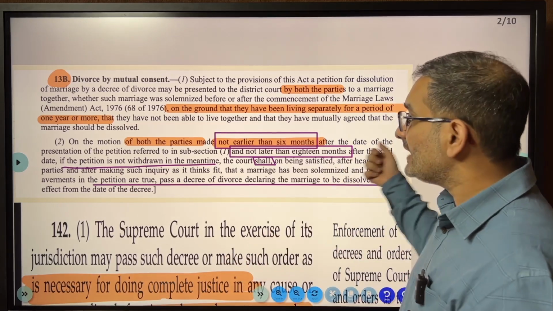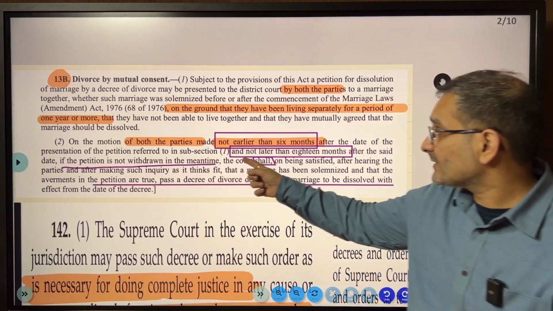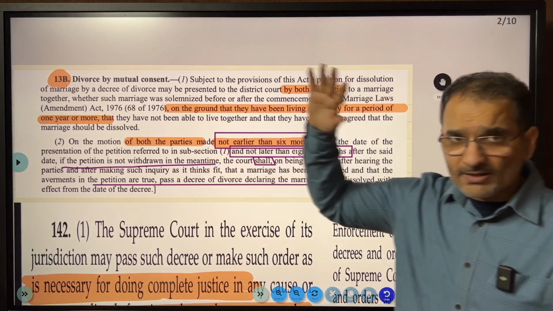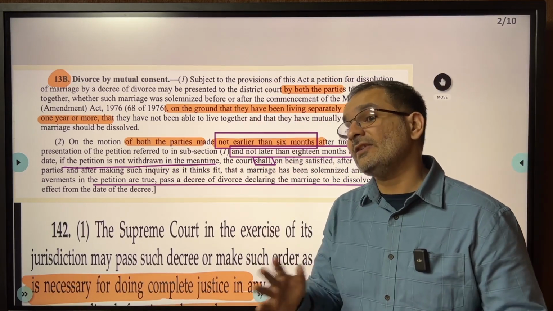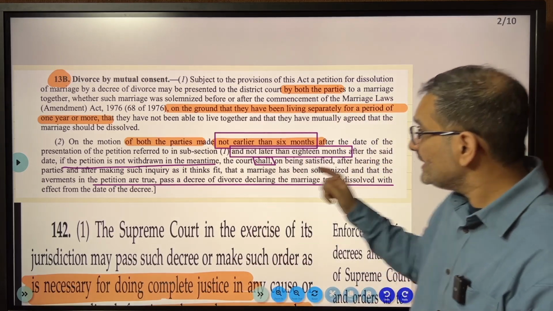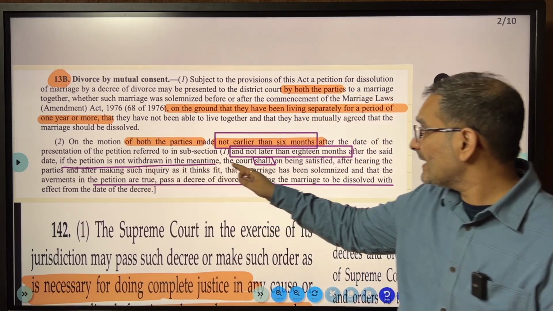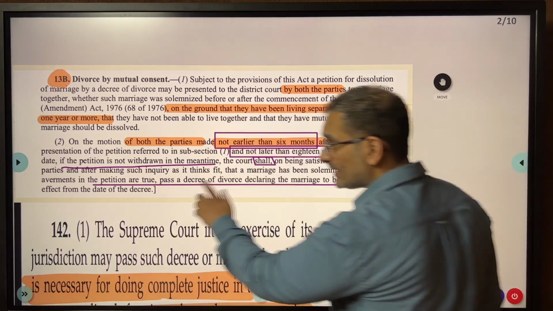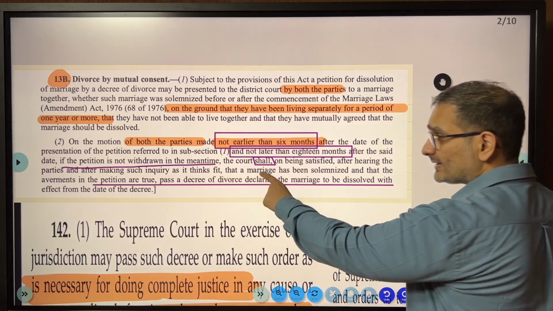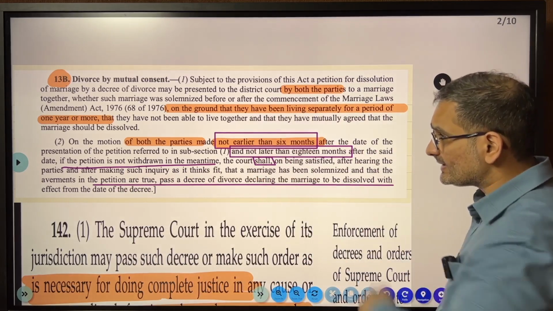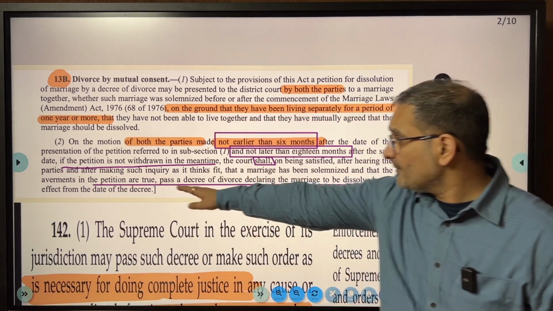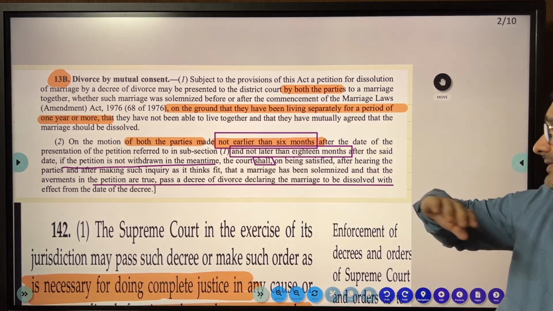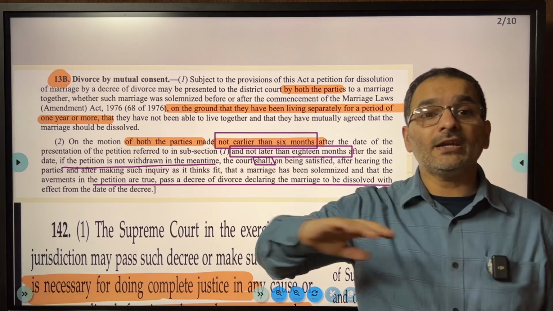Alright. After the date of the presentation of the petition referred to in subsection 1 and not later than 18 months. So 18 months is the upper limit. Academic hai, real life mein kabhi kabhi ye bhi tab jaati hai. After the said date, if the petition is not withdrawn in the meantime, the court shall, so it is compulsory, on being satisfied after hearing the parties and after making such inquiry as it thinks fit, that a marriage has been solemnized and that the averments in the petition are true, pass a decree of divorce declaring the marriage to be dissolved with effect from the date of the decree.